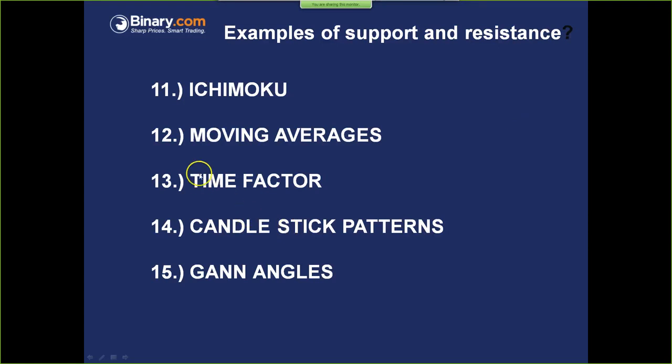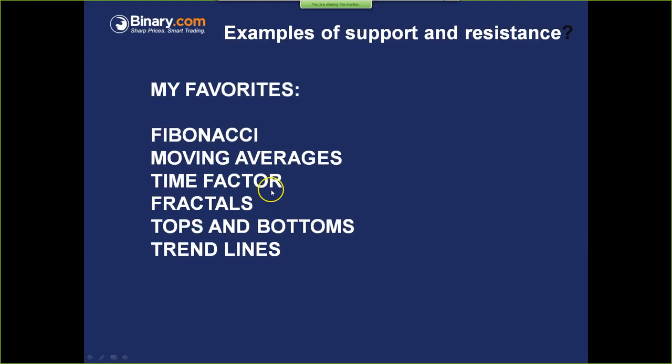Other things, well, you probably could use all tools, Ichimoku. I use moving averages a lot, time factor, candlestick patterns, Gann angles. I mean, there are a lot of things you can use. Personally, what I use are these. I use Fibonacci, moving averages, time factor, fractals, tops and bottoms, trend lines. Those are my favorite, and I don't need those others. Basically, this is for me enough info, and I know the tools well enough to use them to my advantage.